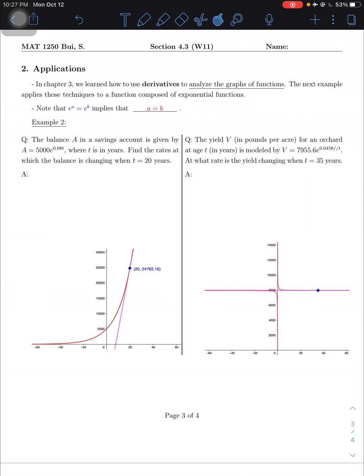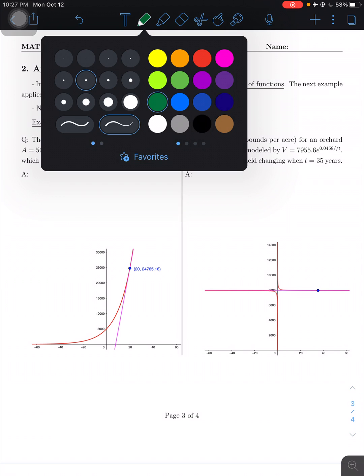So one concept in here that we have to remember is that if we have the equation e to the a equals e to the b, that implies that a equals b, right? If you think about it, we just take ln on both sides, so it's going to look like, okay, let me put it in green.